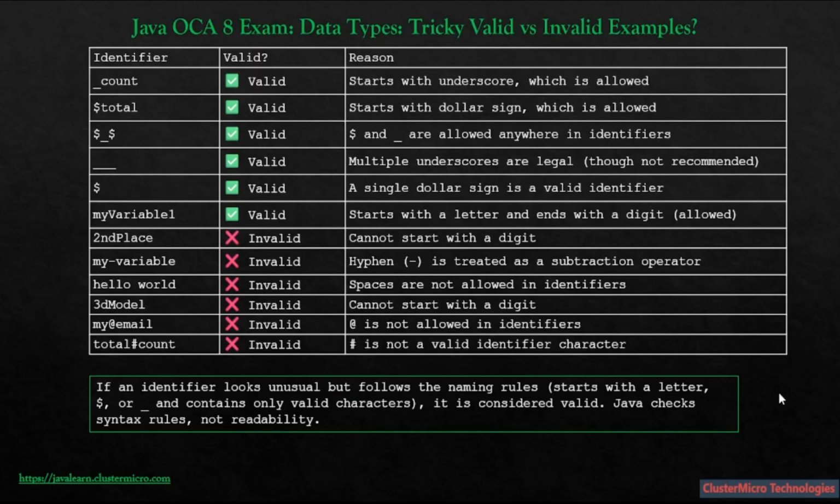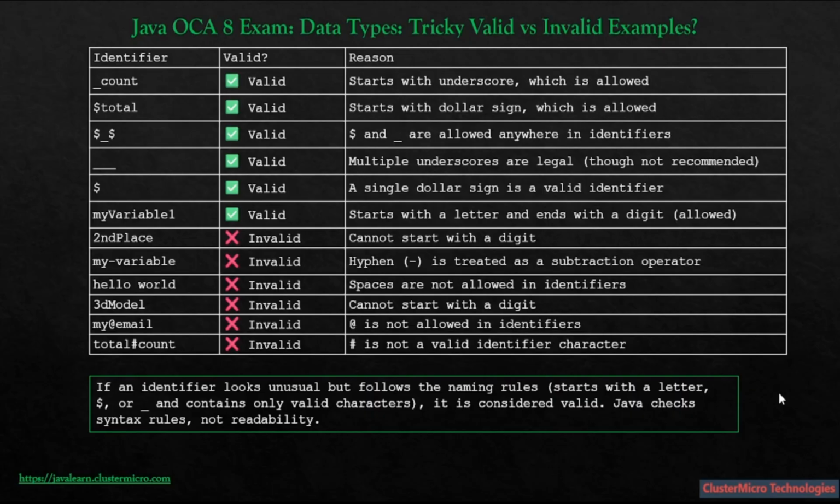That's not a problem. But you cannot have a digit in the first place, because 2 is a digit and you cannot start with a digit. Then my-variable: hyphen is treated as a subtraction operator, so it's an operator, so it's invalid. Then "hello world": space is not acceptable. 3Dmodel: 3 is not acceptable, it cannot start. And then my@email, like we discussed, @ is a special character, not allowed. Then total#count, again # is not a valid character in an identifier, right? So these are some basic tricky or invalid examples.